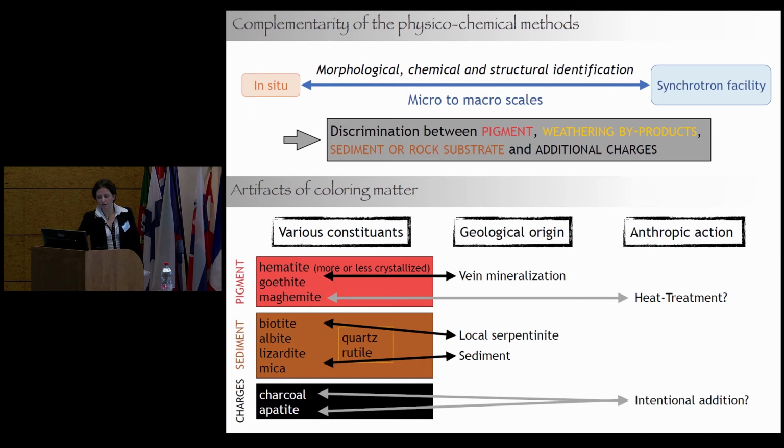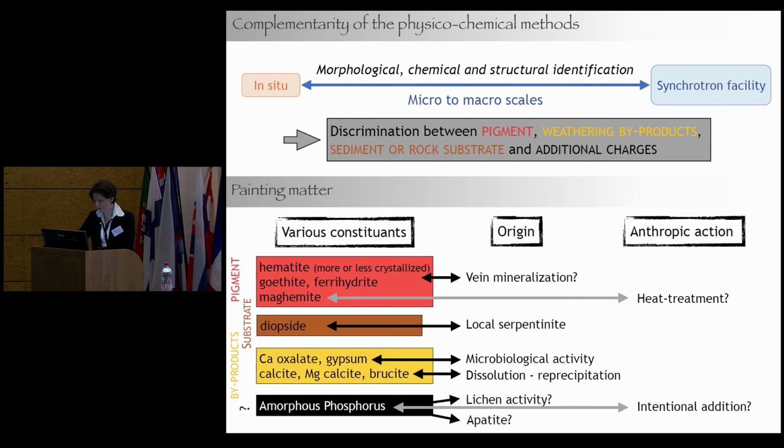So we found here various constituents for this artifact, and we try to understand the geological origin with the vein mineralization, but the presence of maghemite asks the question of an eventual heat treatment. And we need to go further thanks to transmission electron microscopy to be able to really detect and answer this question. And about the presence of charcoal and apatite, we can make the hypothesis of intentional addition.